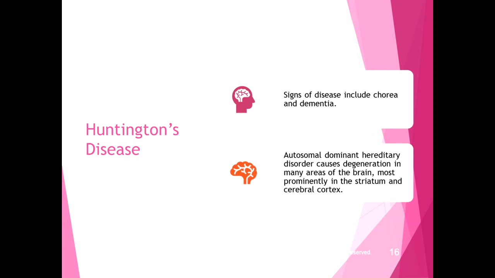Huntington's disease, the signs include chorea, which is involuntary writhing movements, and eventually dementia. It's an autosomal dominant hereditary disorder that causes degeneration in many areas of the brain, most prominently in areas of the basal ganglia and the cerebral cortex. Most people who have Huntington's know that it runs in their family, and a lot of them know about it before they get the symptoms. There is genetic testing you could do to find out that you have Parkinson's. I'm sorry, Huntington's.